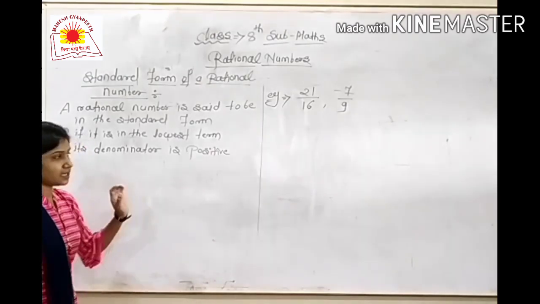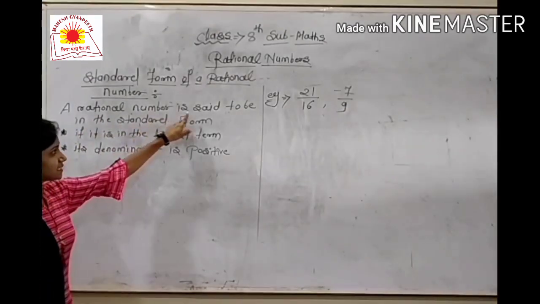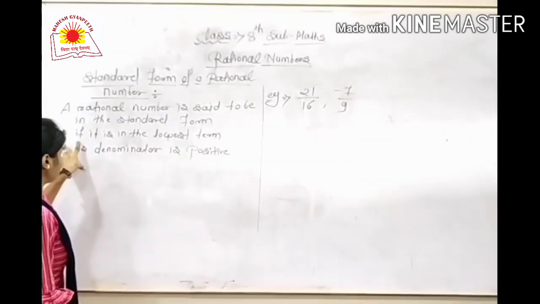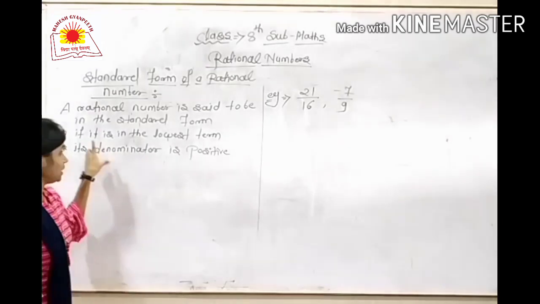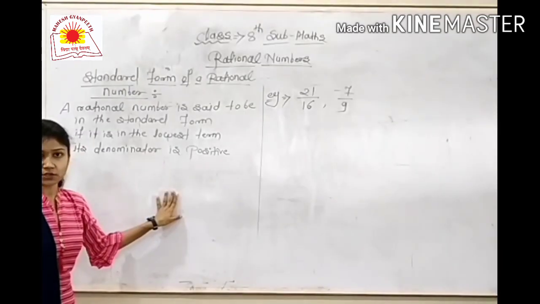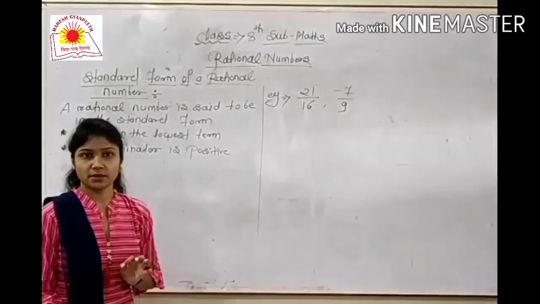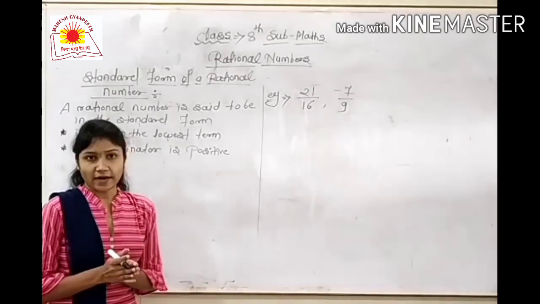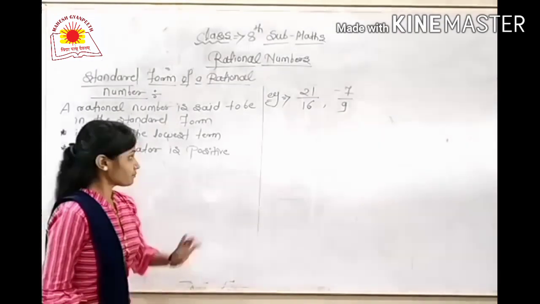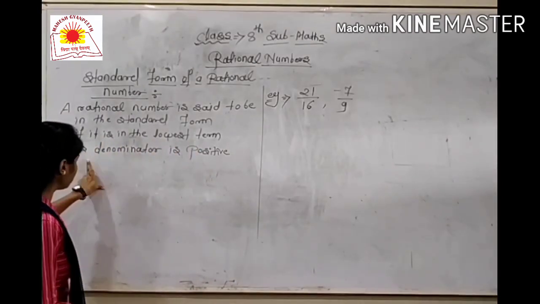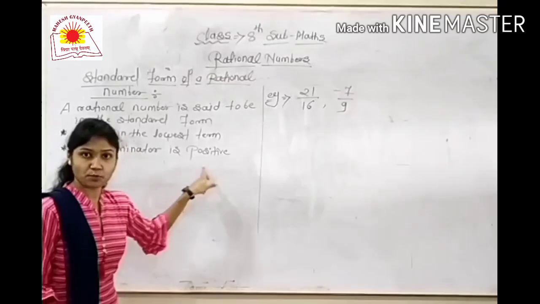A rational number is said to be in the standard form when there are two main points. First, it is in the lowest term. All of you know the lowest term from the previous class. What is meant by the lowest term? A rational number is in the lowest term if the only common factor is 1. And the second point is that its denominator is positive.